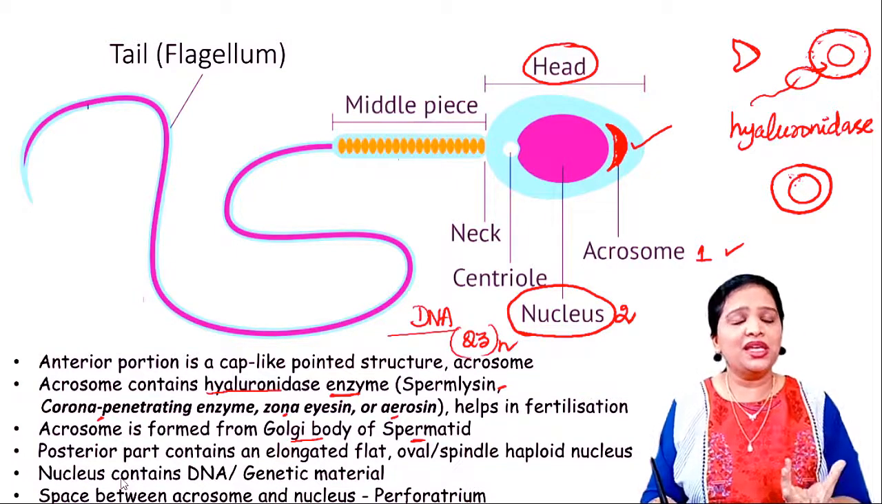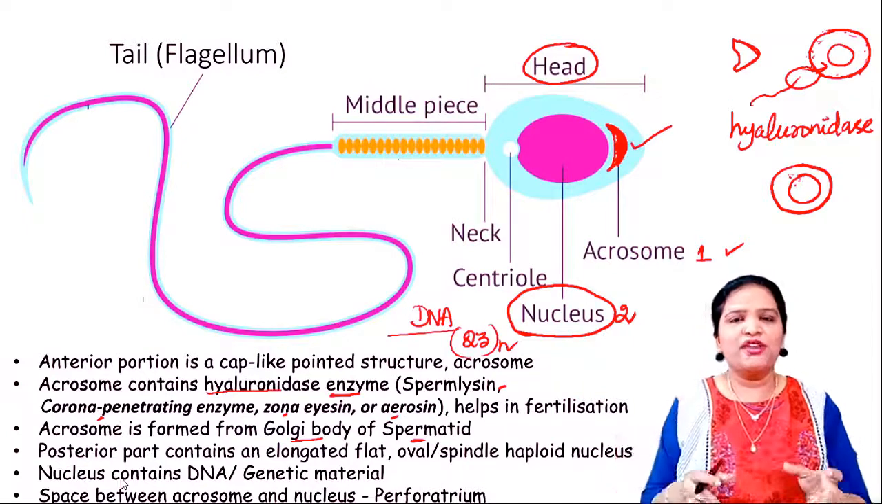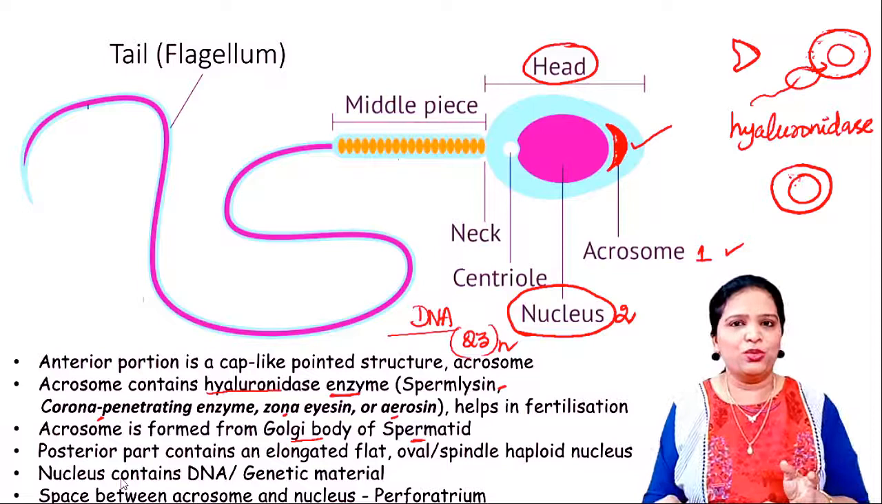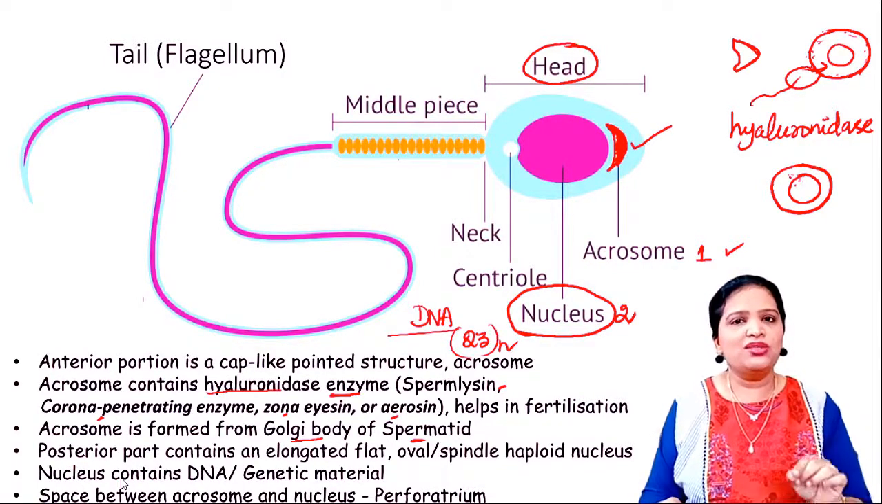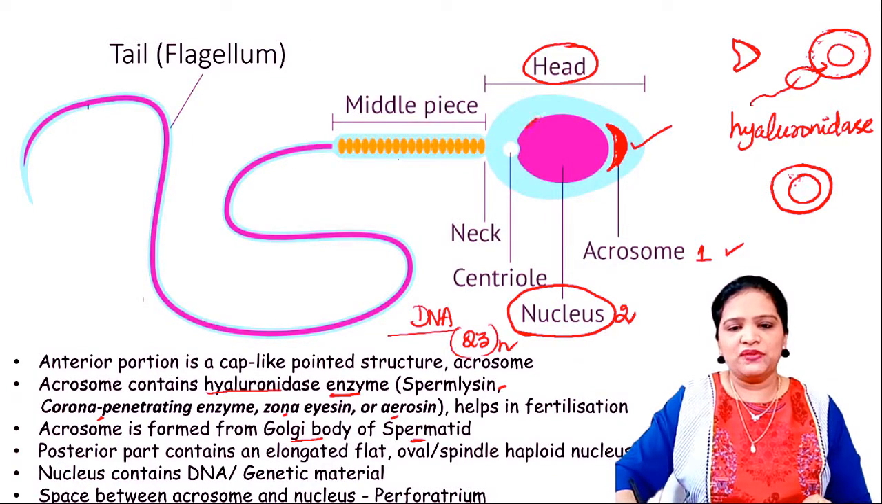And where is the other half? Another 23 is present in the egg. So when they fuse together, the zygote will have 2n number of chromosomes. Right? 23 plus 23, 46. So this nucleus is haploid nucleus which is present in this sperm head. Okay, this purple color structure which we could see here is the nucleus.